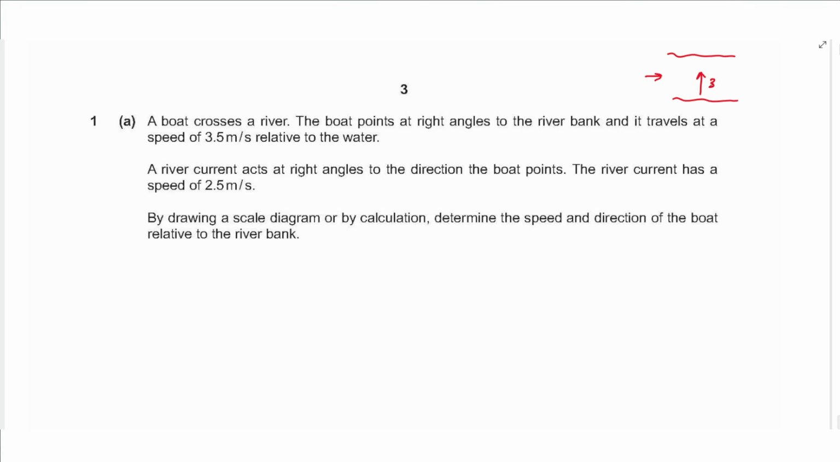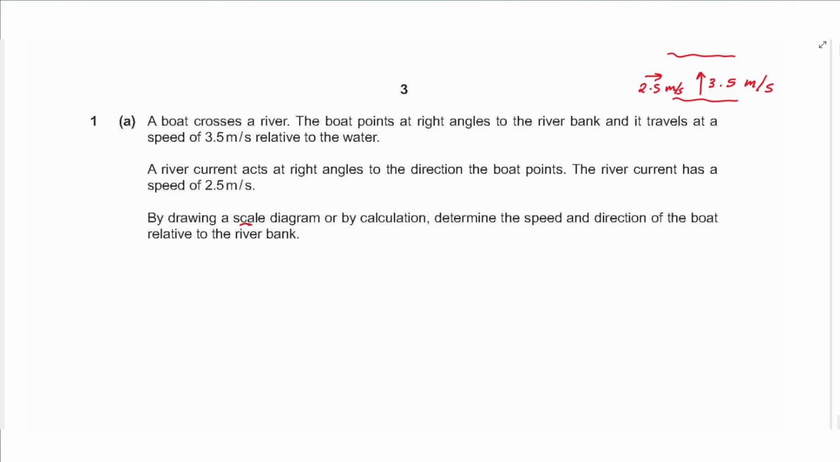So the boat is moving at a speed of 3.5 meters per second in this direction, and the river current acts at right angles to the direction of the boat. River current has a speed of 2.5 meters per second. So we have two velocities perpendicular to each other.